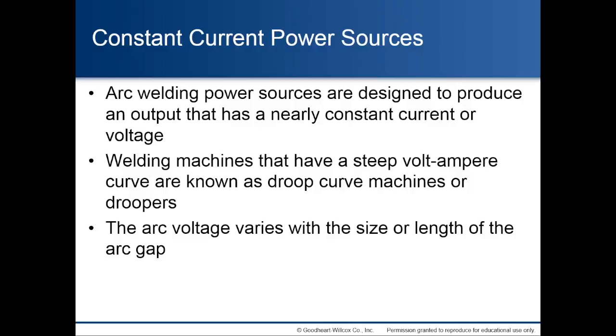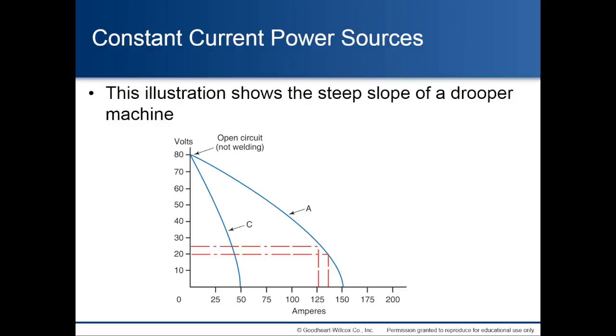Constant current power sources. Arc welding power sources are designed to produce an output that has a nearly constant current or voltage. Welding machines that have a steep volt-ampere curve are known as droop curve machines or droopers. The arc voltage varies with the size or length of the arc gap. This illustration shows the steep slope of a drooper or constant current machine. There is a good description of this chart in your textbook.